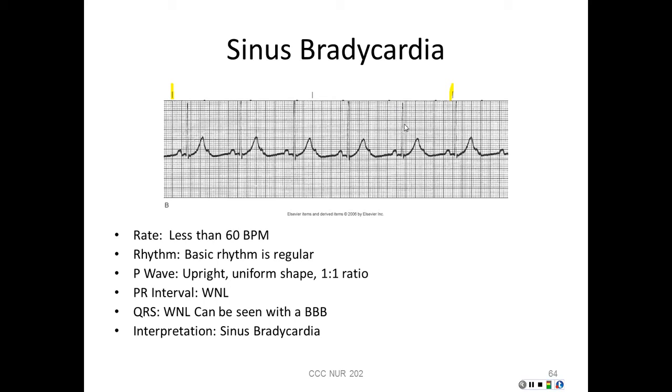Now again, I want you calculating heart rate by counting the number of QRSs in a 6-second strip. What that means for you is your rates will always be in multiples of 10. There's other ways to calculate rate, but at this point in time, all I want you to do is use the number of QRS complexes in a 6-second strip.